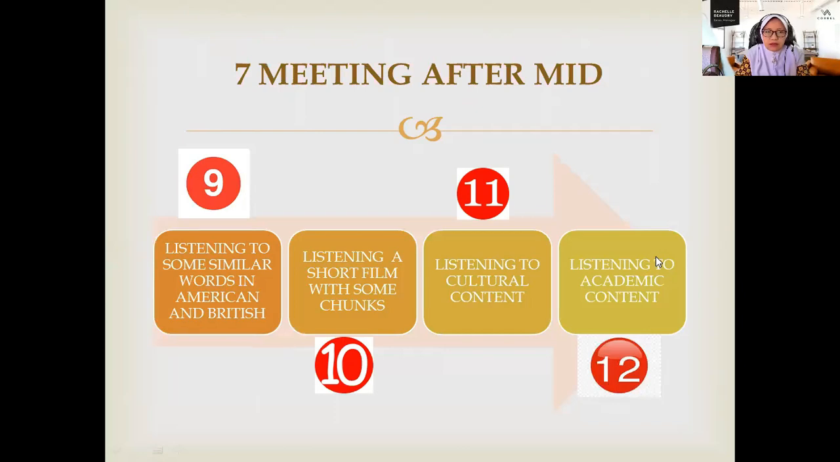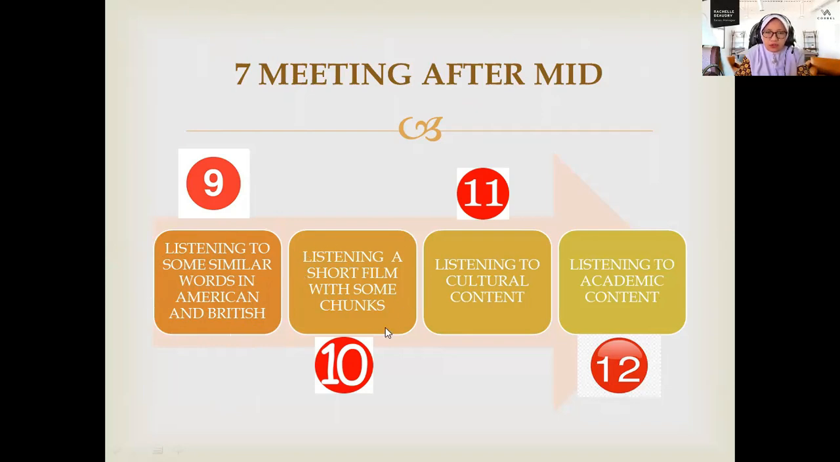On the ninth meeting, we are going to listen to some similar words in American and British English. We are going to know about the differences among the words in American and British. We are going to differentiate how the Americans say it and how the British say it about the words in English, where the meaning is the same in Bahasa. Okay, why are they different? We are going to discuss this.